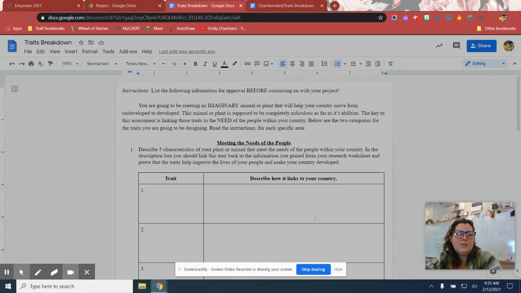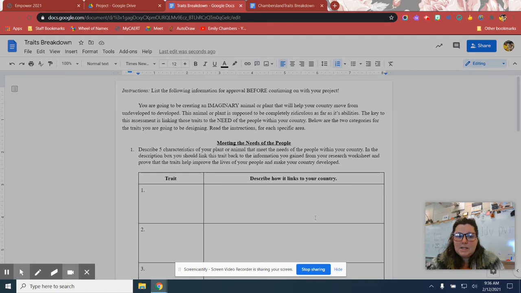All right, guys, I'm going to explain to you the traits breakdown worksheet. Before you continue with your project, today I explained your project: you're going to create an imaginary animal or plant that's going to help your country move from undeveloped to developed. The key thing is that it's supposed to be completely ridiculous as far as its abilities. I mean, unachievable, just outrageous.